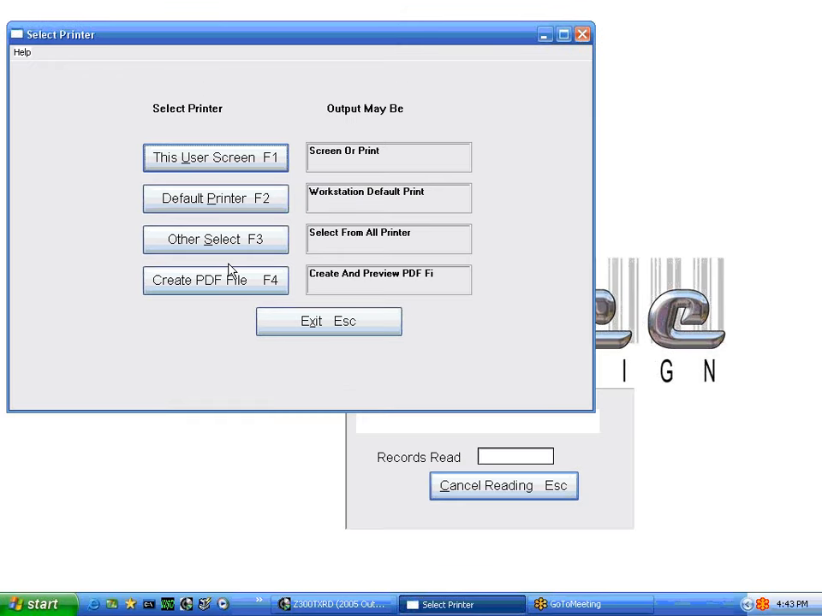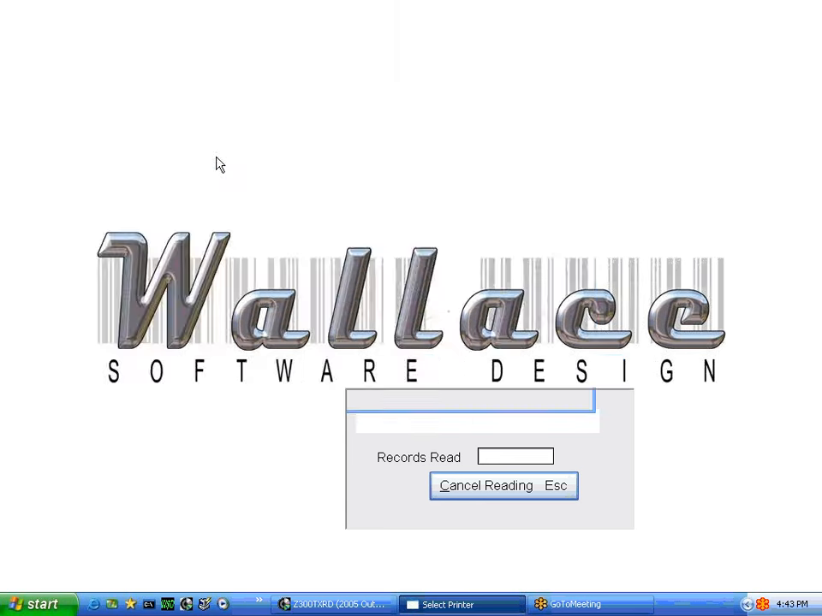This is the same screen that we've talked about earlier. Obviously, F1 will look at it on the screen. F2 will go to the printer that we're sitting at, at that computer. F3 will bring up a Windows dialog box, which will show me every printer that's on my network. F4 is going to create a PDF file and also bring up the PDF file in Acrobat and now allow me to email it, save it, to do what I wish. Let's take a look on the screen.